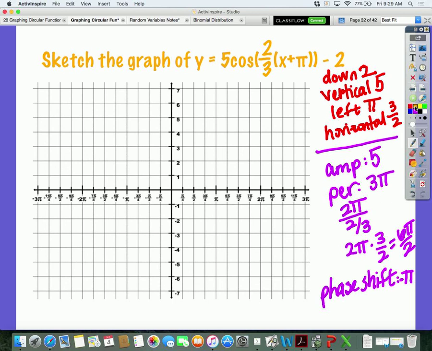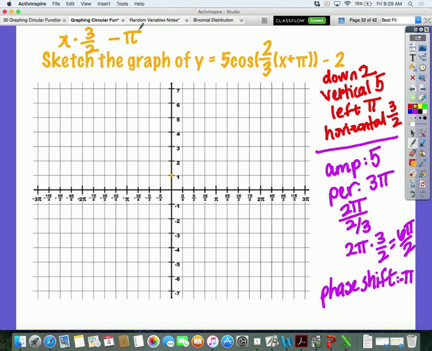So cosine normally starts at 0, 1. But I have a horizontal compression, my period is changing by 3/2, and I'm moving over to the left pi units. So when that happens, my x's are going to get multiplied by 3/2, and then I'm going to subtract pi from each of them.